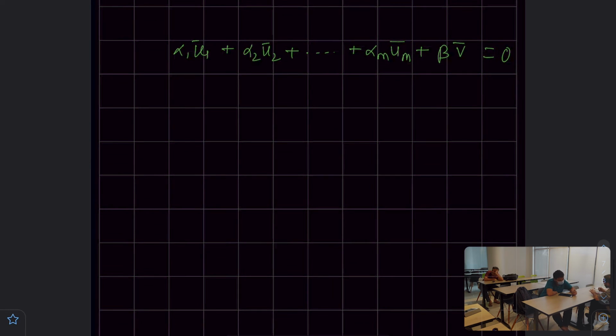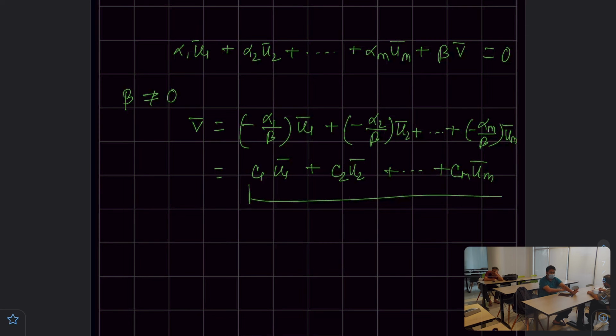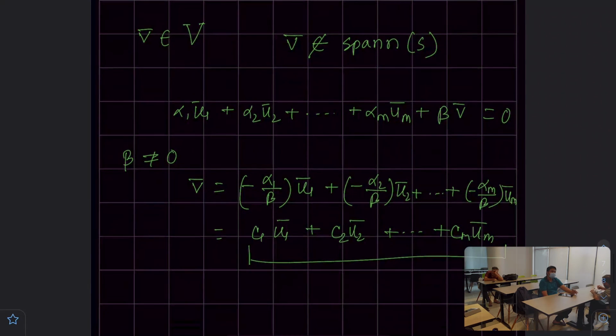Okay. So now if I set beta non-zero, then you can write v vector equals minus alpha 1 by beta u1 vector plus minus alpha 2 by beta u2 vector plus minus alpha m by beta um vector. You can set all these numbers as c1 u1 vector plus c2 u2 vector plus cm um vector, right? On the right hand side I'm taking the linear combination of all the elements of this set S.